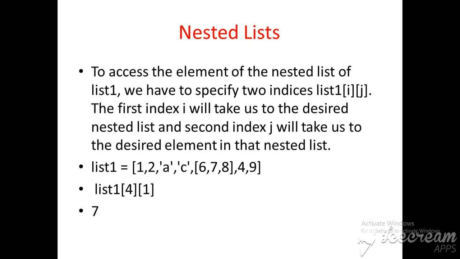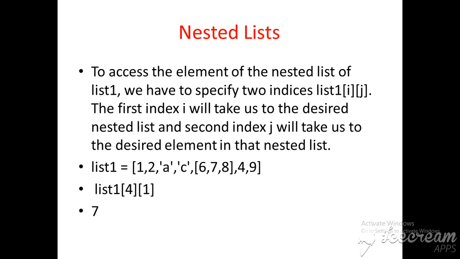Look at that here. To access the elements of the nested list, we need to specify two indices, i and j: list1 of i and j. The first index i takes us to the desired nested list, and the second index j takes us to the desired element in the nested list. So the i value specifies the list number, then the j value specifies the index of the element inside that list.